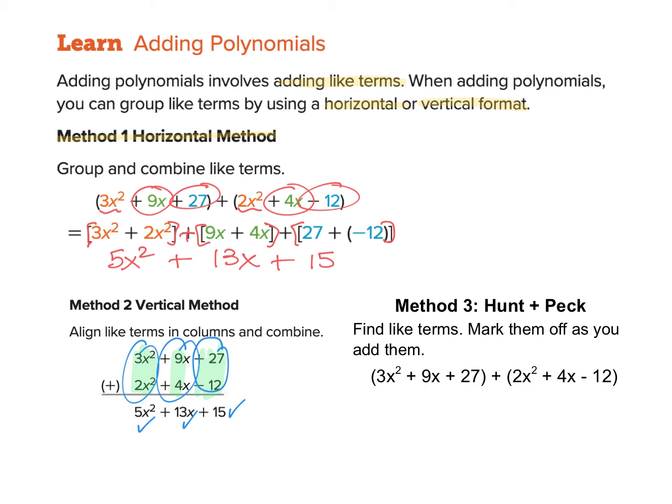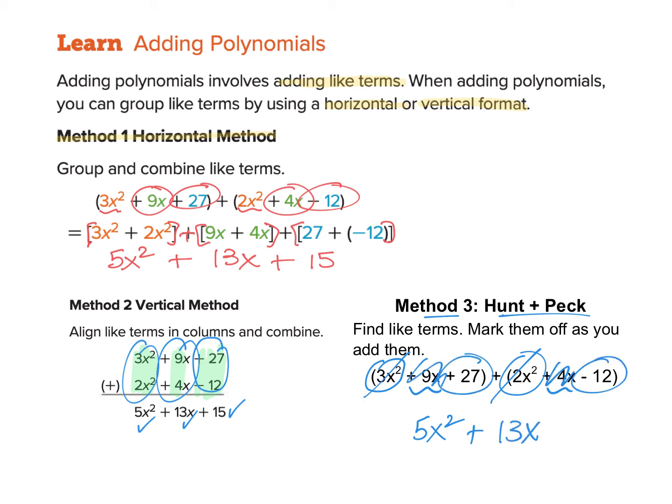Okay, and then method 3, basically it's hunting and pecking. So basically, this is mostly how I do it. I say, okay, here's a 3x squared and a 2x squared. I just mark them off and say, okay, there's all my x squareds, 5x squared. I like to cross them off. Then I say, okay, here's a 9x and a 4x. That's 13x. Cross them off, I used them. And then 27 and negative 12, which is 15. And cross them off, I used them. And I took care of all my terms.